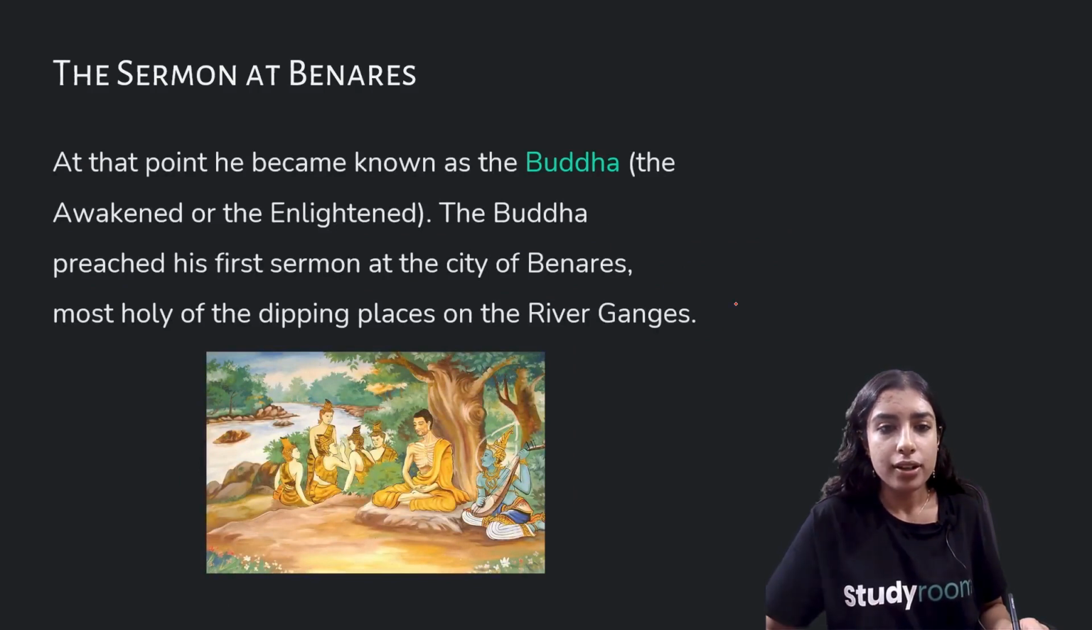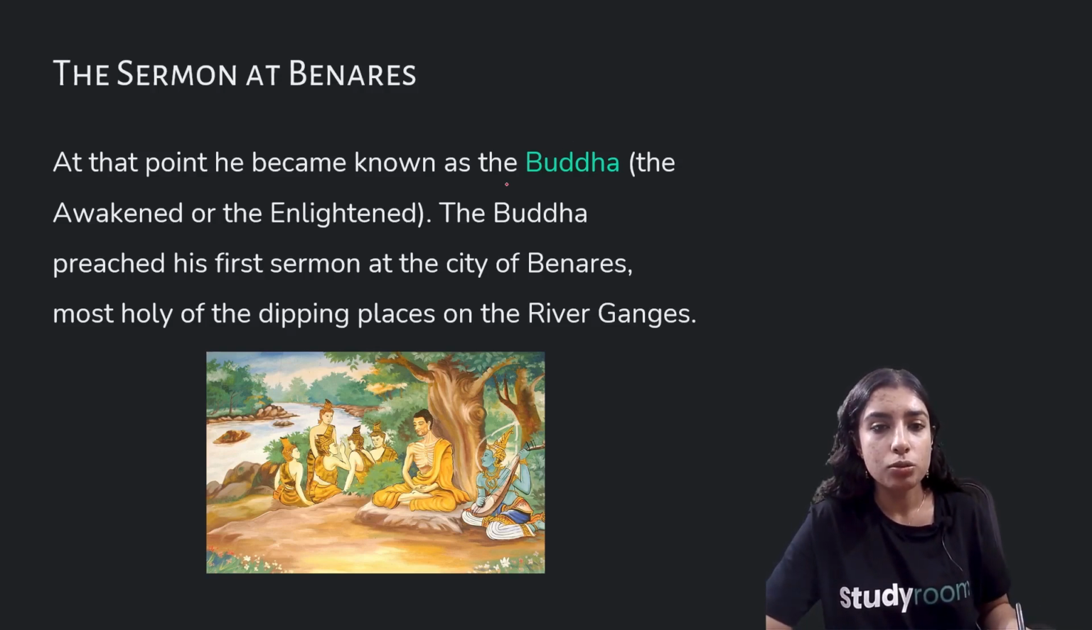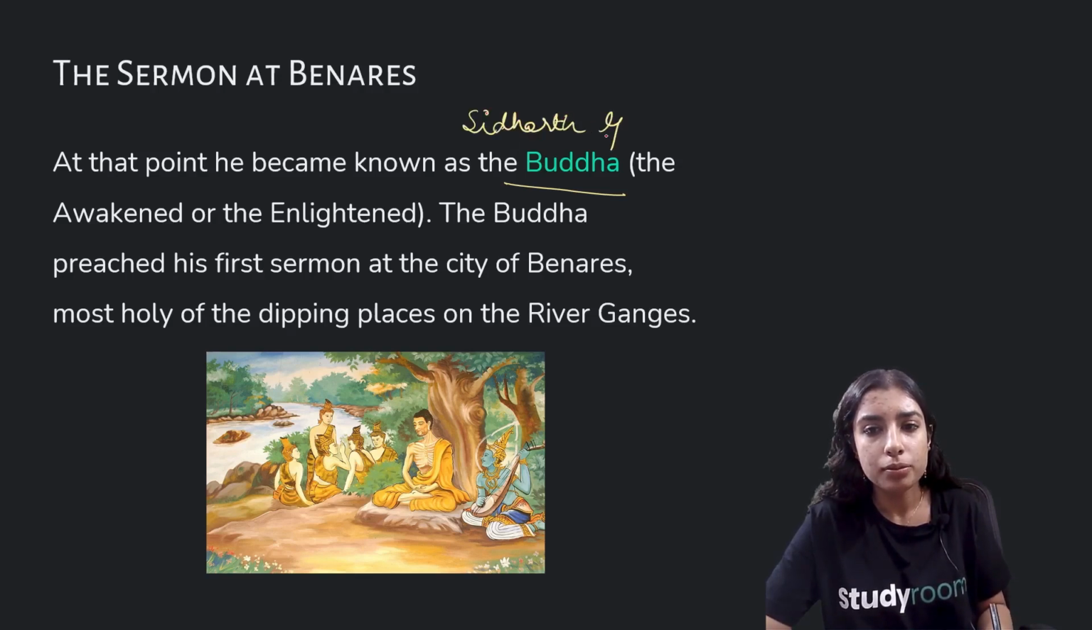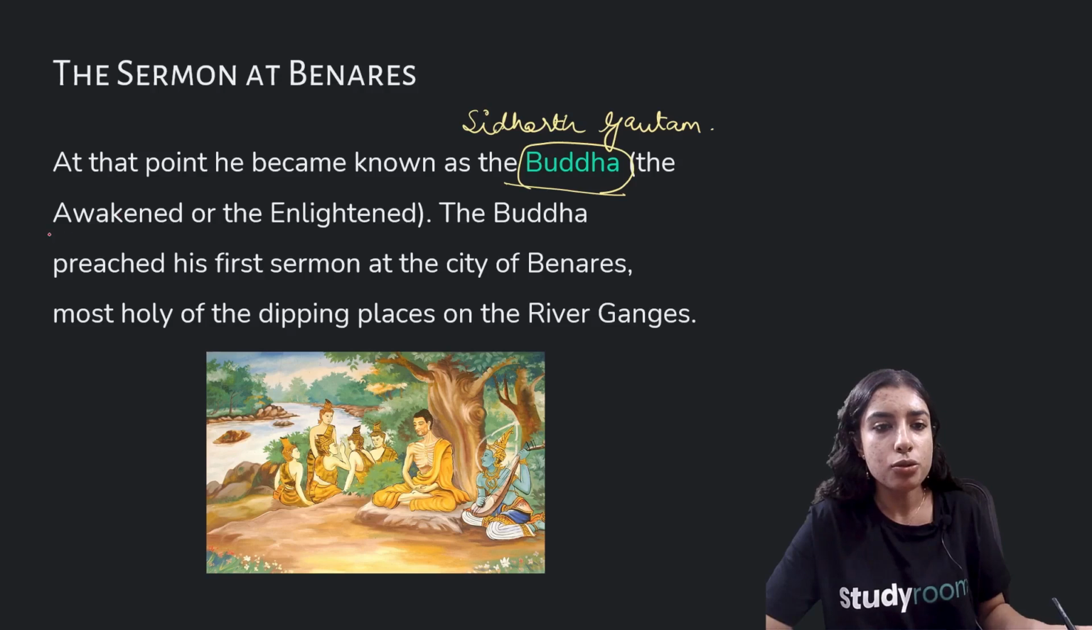At that point, he became known as the Buddha, the awakened or the enlightened. The Buddha preached his first sermon at the city of Benares, most holy of the dipping places on the river Ganges. So, Buddha, who was Siddhartha Gautam, came to be known and referred by this name. Buddha refers to the awakened or the enlightened one.